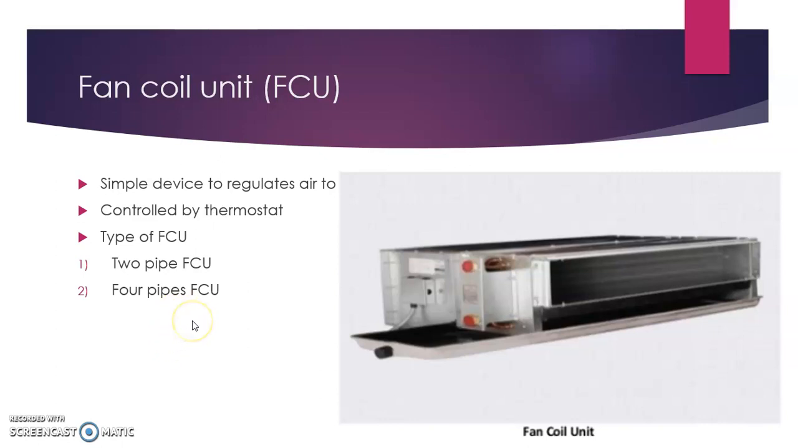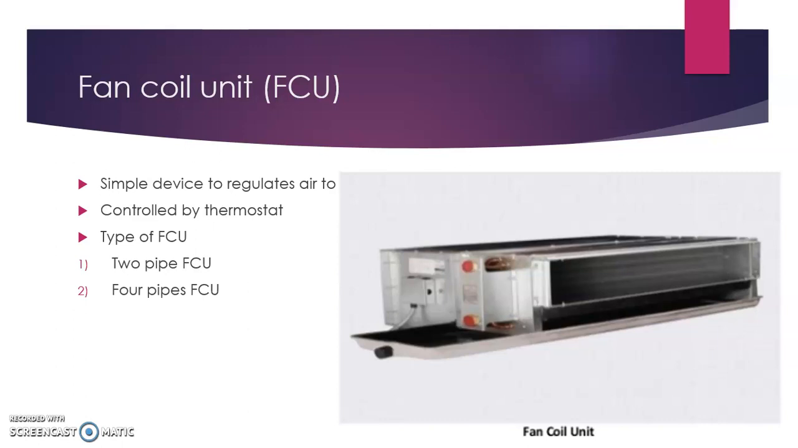The AHU, air handling unit, may supply air to a bigger zone, multiple rooms and bigger size. But the FCU, or fan coil unit, is smaller than the AHU and located above the ceiling and supplies into a selected zone or selected area. So that's why the FCU is much smaller.